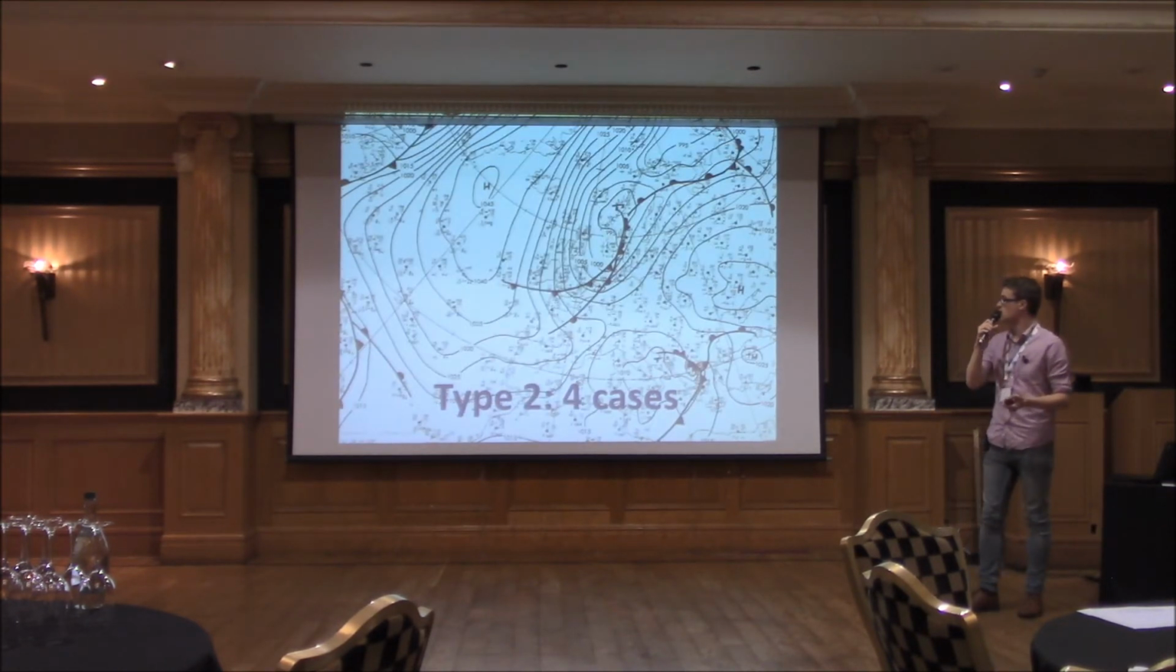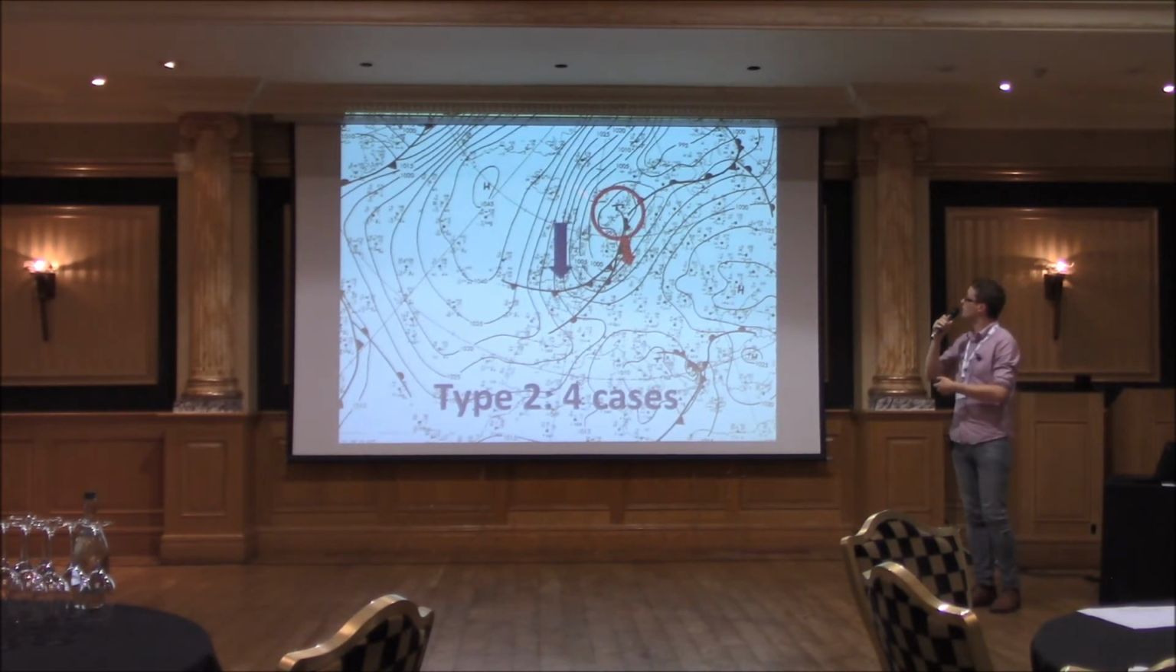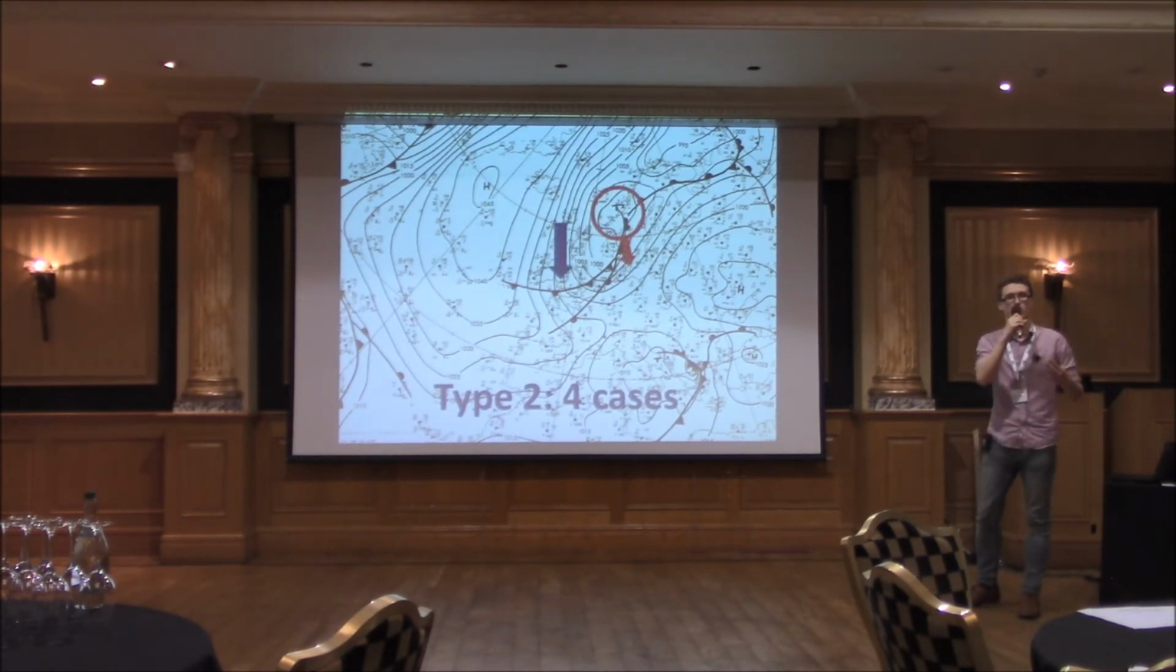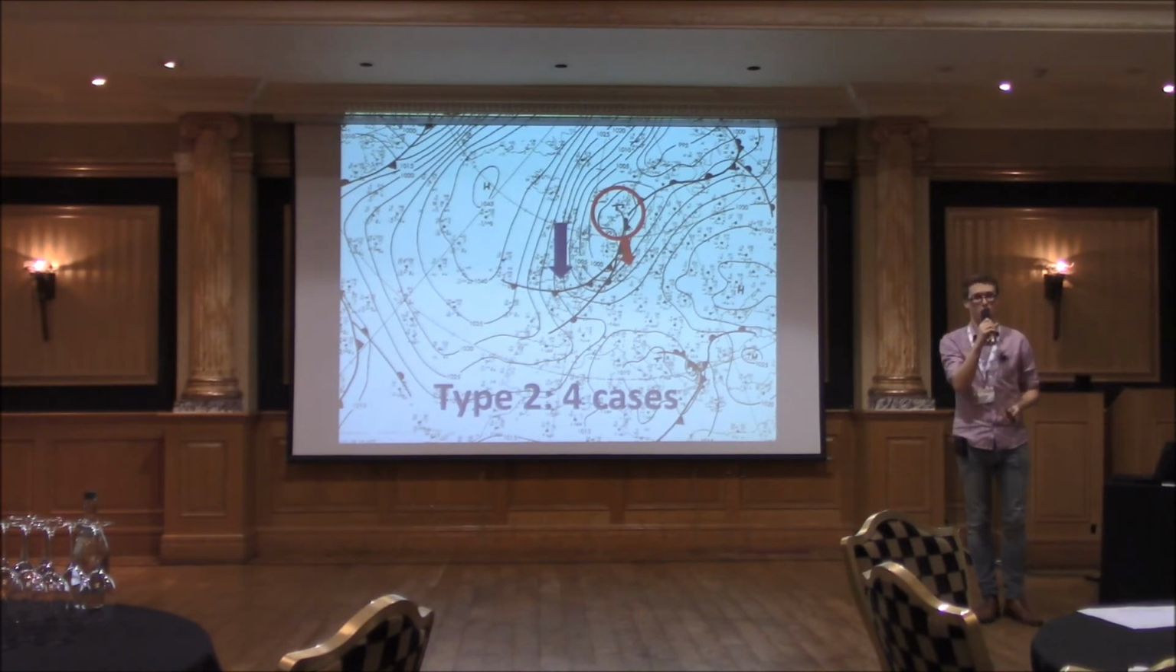However, we also have this kind of event, where we tend to have a low pressure located over Scandinavia that moves quite slowly to the south and brings in a lot of this northerly cold air. And the front here, instead of being north-south orientated, is east-west orientated.